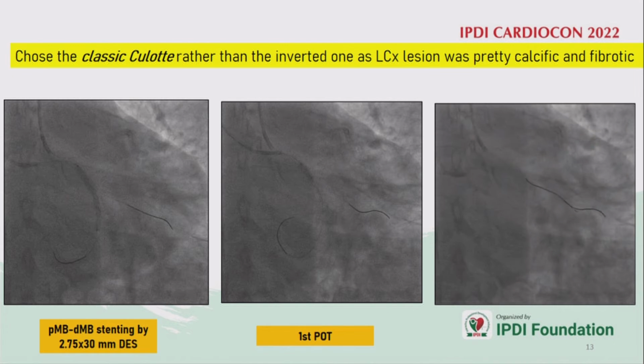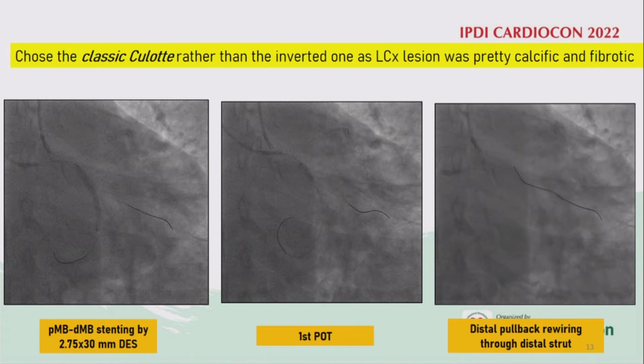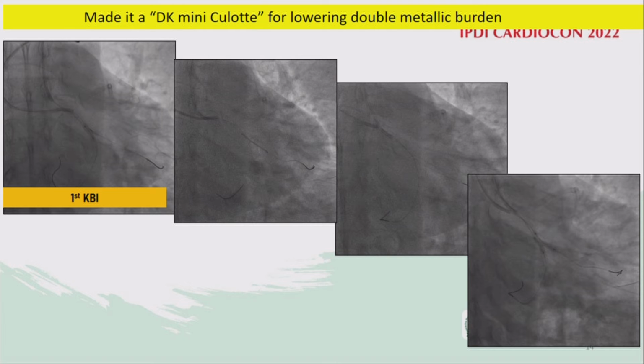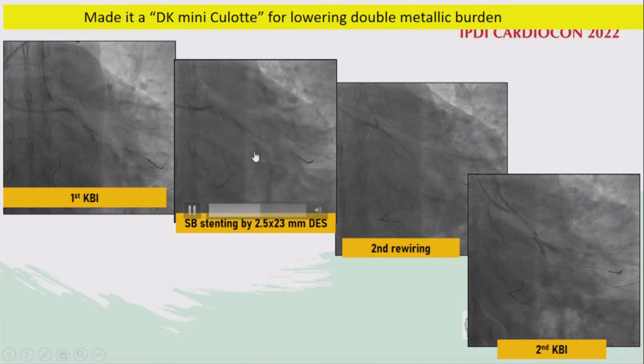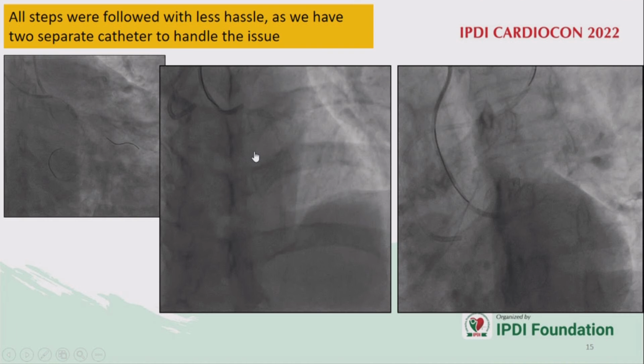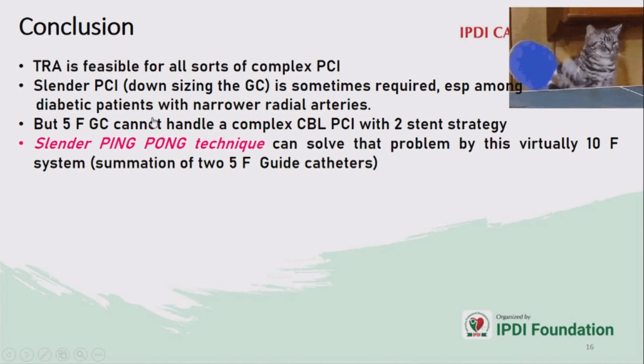This was followed then by the first POT. Then, as you can see in the third panel, there is a distal pullback and rewiring through the distal stent strut. At no point are both the guides engaged. Only one can be engaged at a single point, which is essentially what a ping-pong technique entails. We then did a first kiss followed by the side branch stent with a 2.5 by 33 millimeter drug-eluting stent, followed this with a rewiring. Second kiss, each of the balloons was sent through each separate JL guide catheter here, and then followed that with a final POT, and this is the satisfactory angiographic result.